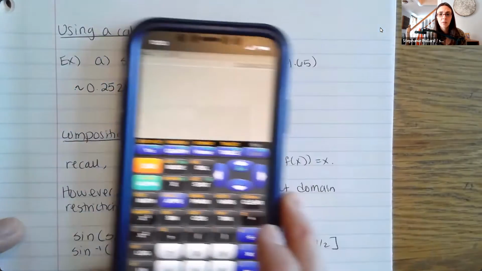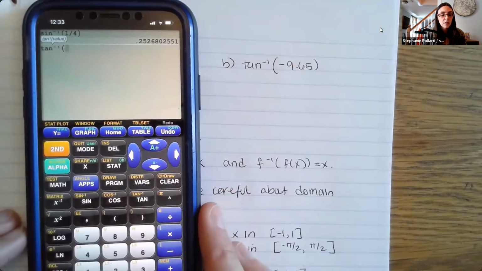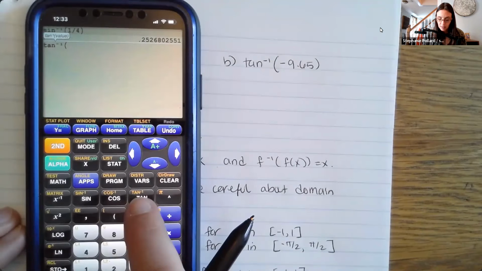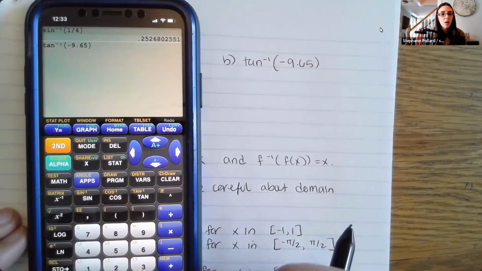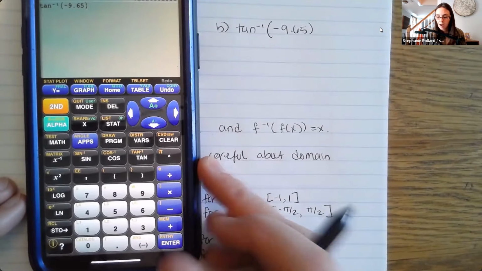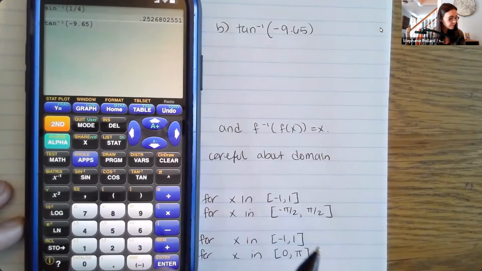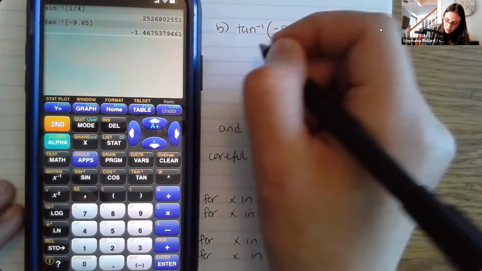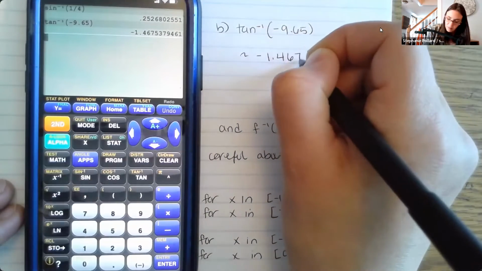And I can do something similar for my inverse tangent. So second inverse, hit that tan key, negative 9.65. You do want to be careful on the TI-83/84 series, the app and the calculators. You want to make sure that you use the negative symbol, not the minus sign. A lot of times you'll get an error if you try to use a minus for a negative. So you just want to be careful there. And I get about negative 1.4675.